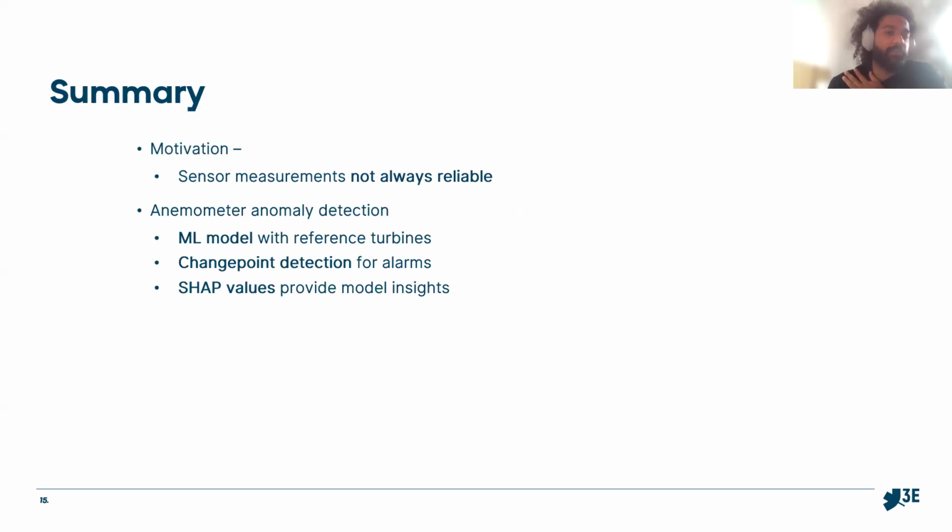And for anemometer anomaly detection, we use the ML model with a few reference turbines. The ideal number we found was 4 to 5, but we also found that if you use a bit more turbines, the sensitivity of the anomaly detection doesn't change a lot. We are still experimenting with what would be a good number of turbines, but for now it's 4 to 5. And we use offline change point detection for alarms.